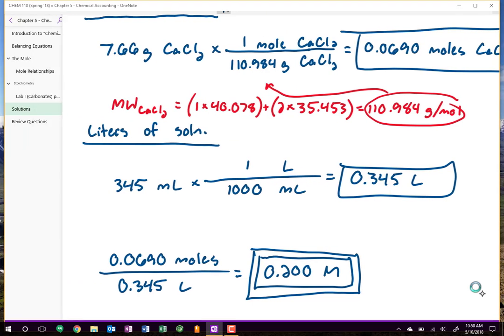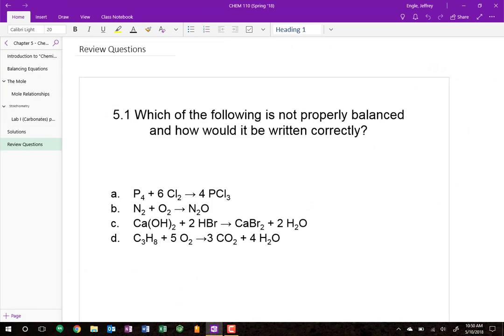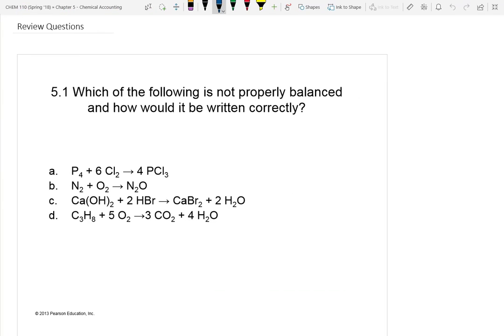Okay, so let's do a few practice problems. A lot of these are similar to what you might see on an exam. So I'll give you a few minutes on each of these and see if you agree with your neighbor. Are we done? All right, so let's check.